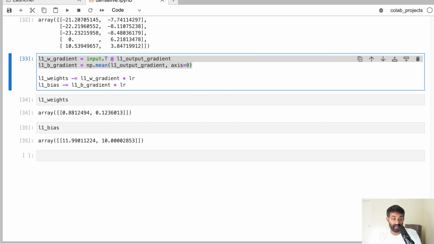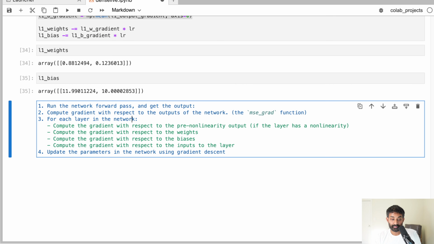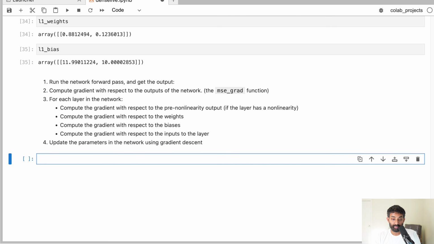So here's the rough algorithm we followed when we ran the whole network. So we calculated the network forward pass and we got our output. We computed the gradients with respect to the output using MSE grad. And then we looped through each layer in the network. Here it wasn't a loop, but in our implementation, it will be a loop. And we computed the gradient across the nonlinearity. Then we computed the gradient with respect to the weights and biases. And then we computed the gradient with respect to the inputs to the layer. And then we were able to update the parameters using gradient descent.